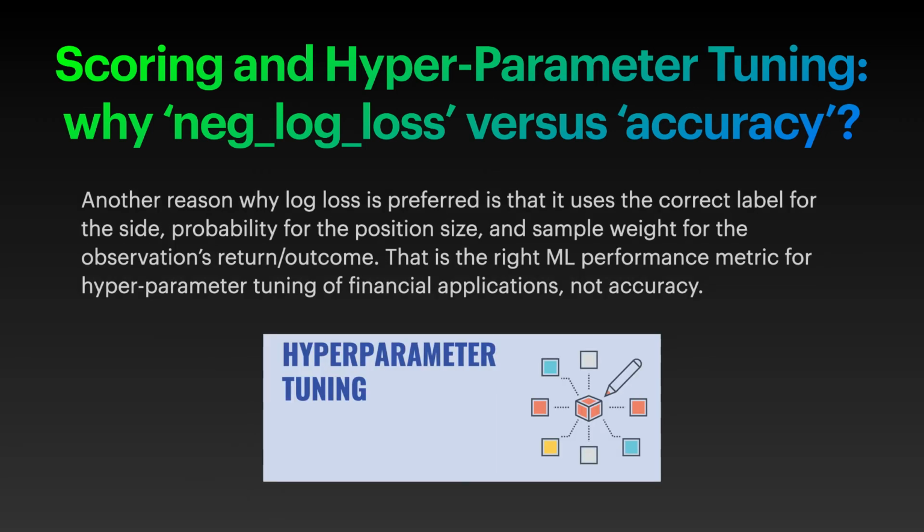Another reason why log loss is preferred is that it uses the correct label for the size, the probability of the position size, and the sample weight for the observation's return outcome. That is the right machine learning performance metric for hyperparameter tuning of financial applications, not accuracy.